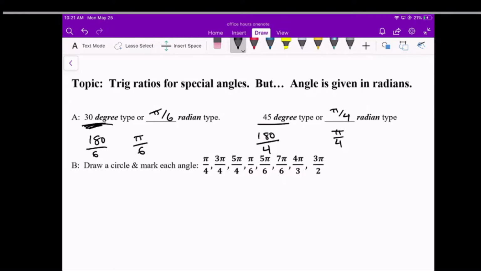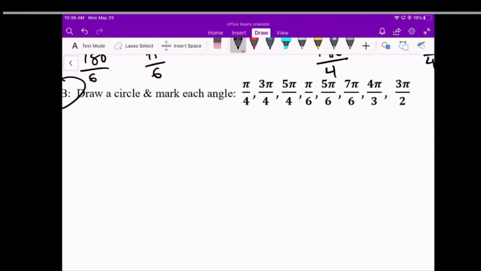So our special angles, and this is a thing to memorize here, our special angles in radians are going to be some version of pi over 6 radians or some version of pi over 4 radians. To mark each of these angles on the circle, it's really just going to be about counting.